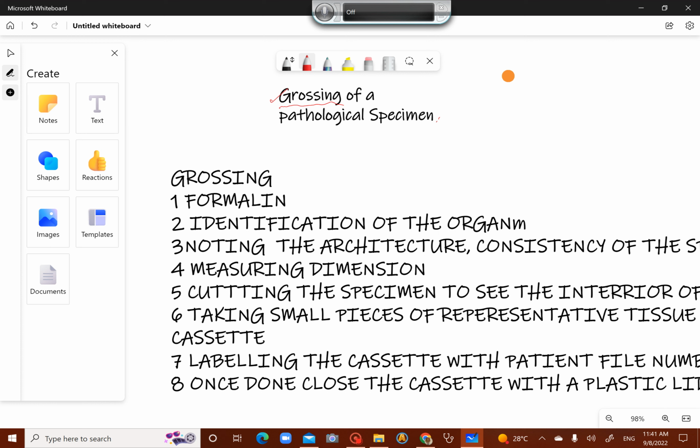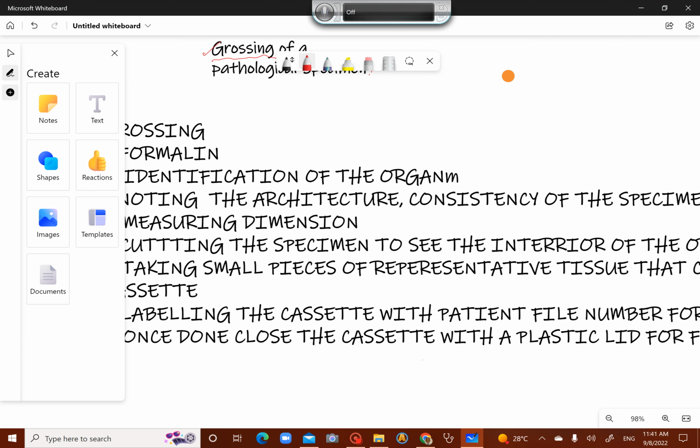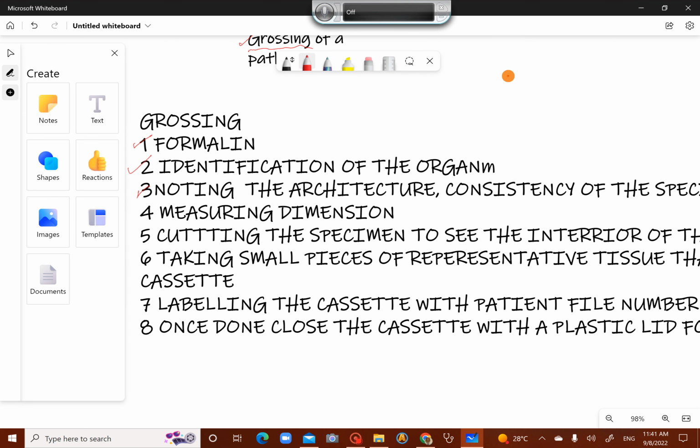Now, what do you mean by grossing? There are a number of things which are important in grossing. We'll go one by one. Number one is the specimen should be preserved in formalin. Number two, identification of the organ which has been sent for examination. Number three, noting the architecture, consistency of the specimen. And number four, measuring dimension.